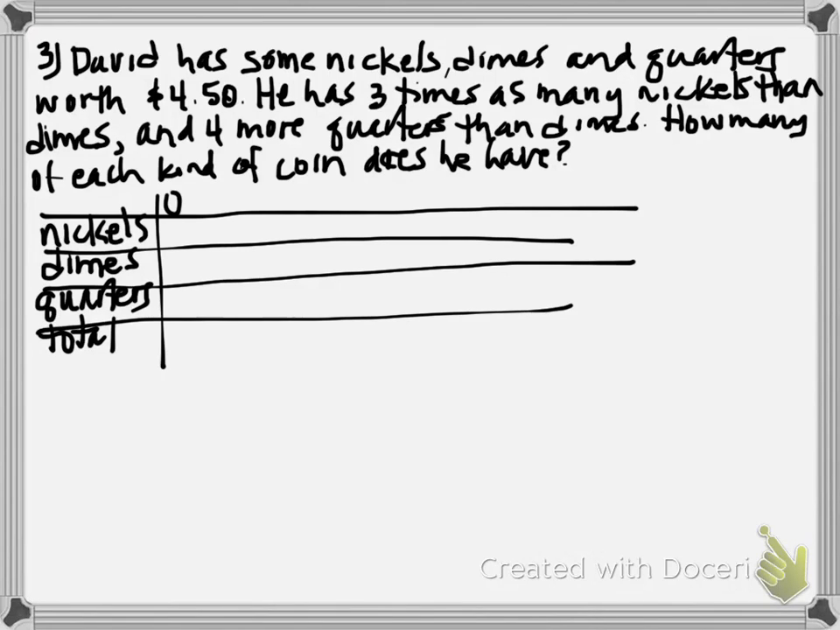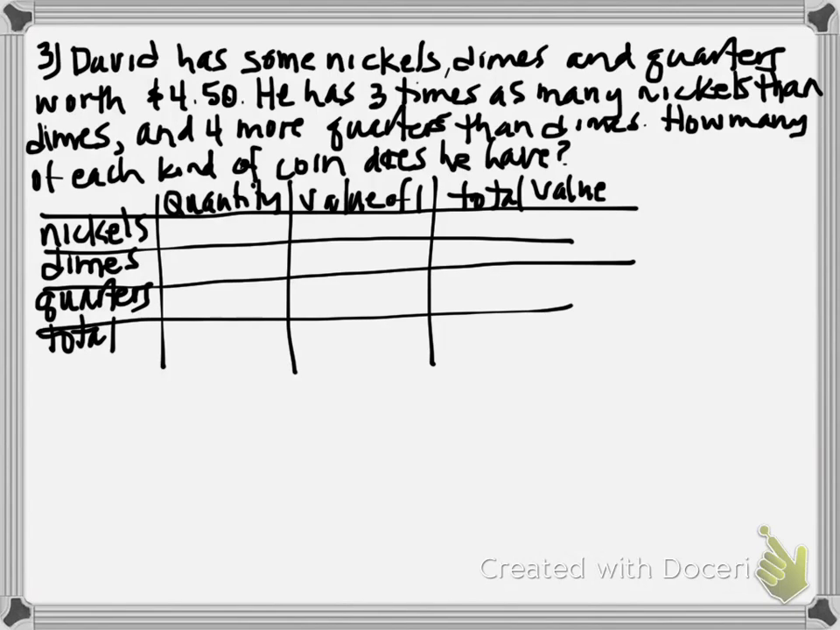And we have quantity, so how many? We have value of 1. And we have total value. So I'm going to use N for nickels, D for dimes, Q for quarters. The value of a nickel, and this is probably the biggest mistake, it's 0.05, not 0.5. For dime is 0.10, for quarters 0.25.